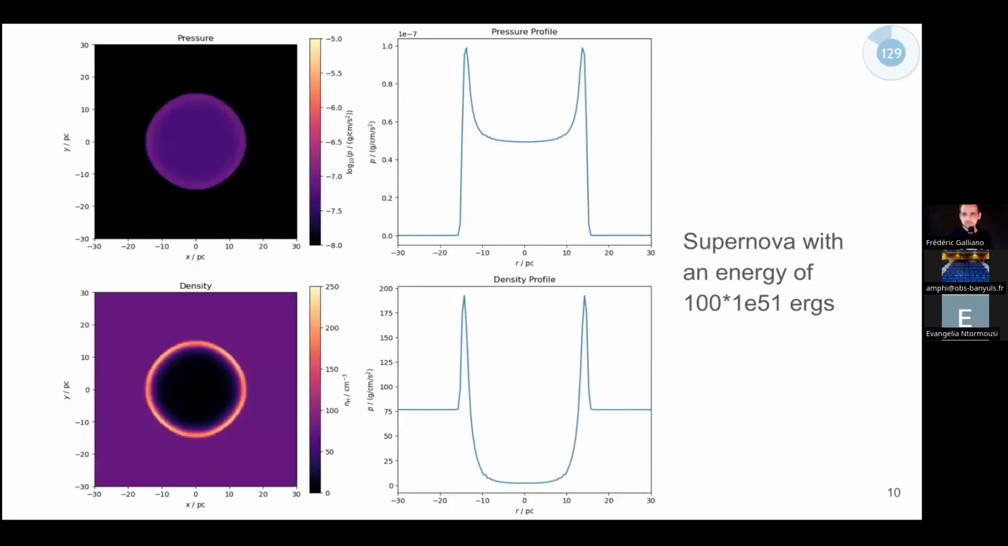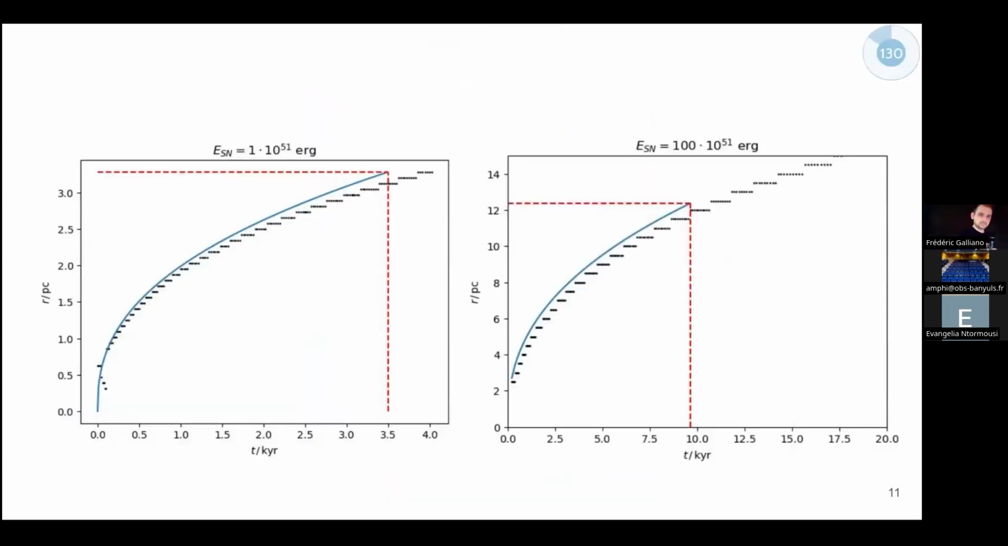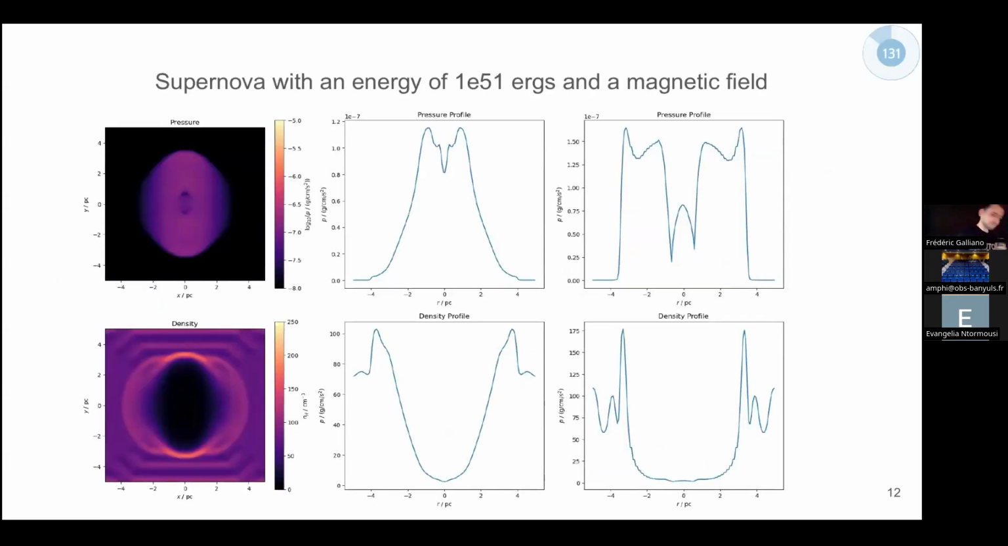Then we have the same thing with the energy of 100 supernovas. And here on the right-hand side, you can see the result. Yeah, and they are pretty much similar, not much going on. However, we have a third simulation. This has a magnetic field.